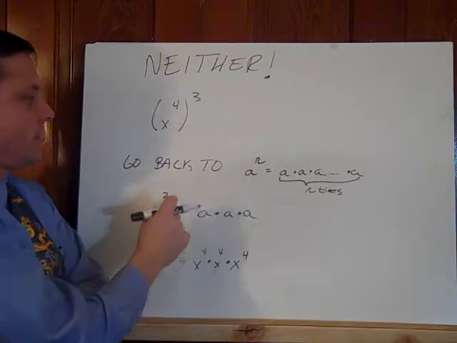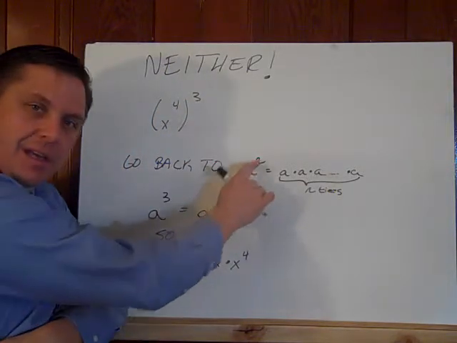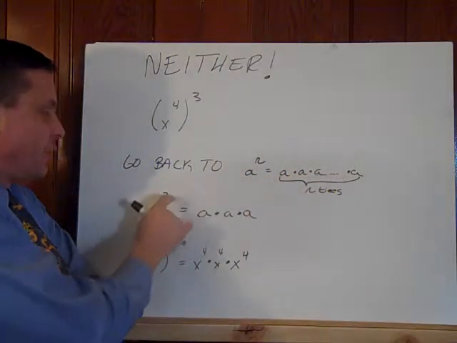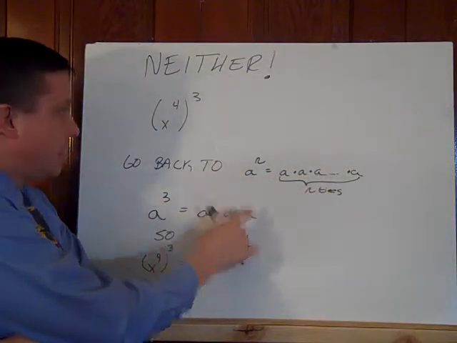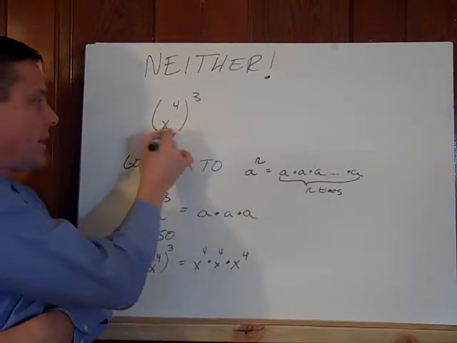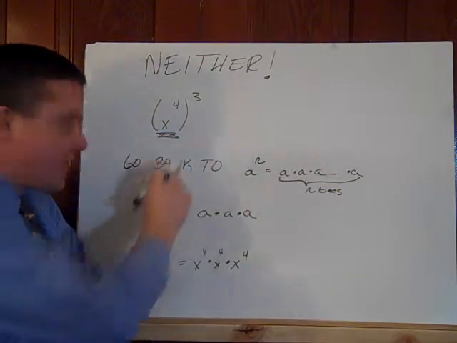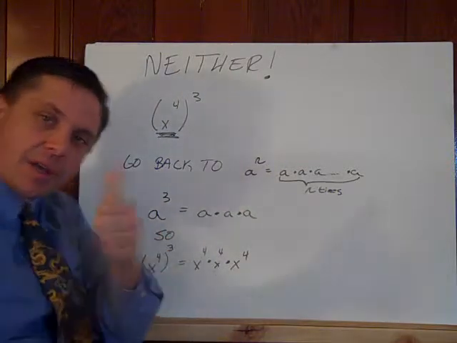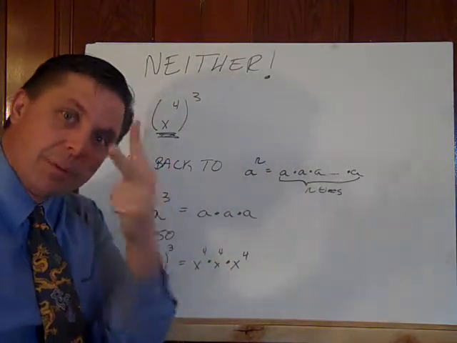x to the 4 to the 3rd. So I'm going to go back to the idea of a to the n is equal to a times itself n times. So I have a cubed, I have a times a times a. Well, I have a right here. A is this junk inside, a to the 3rd. So I have x to the 4th to the 3rd. So that's just like x to the 4th times x to the 4th times x to the 4th.